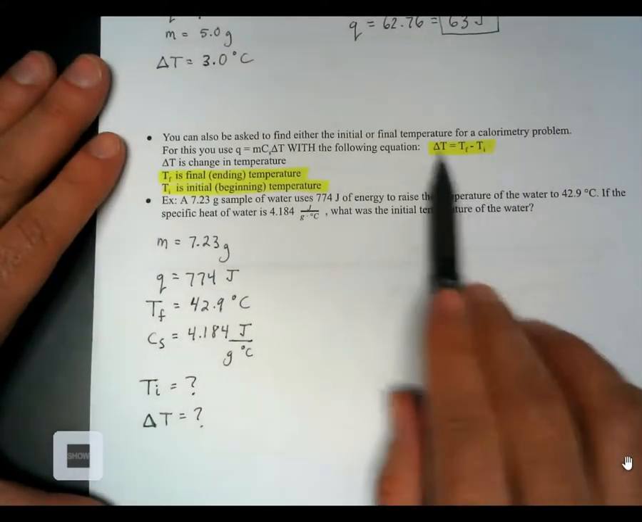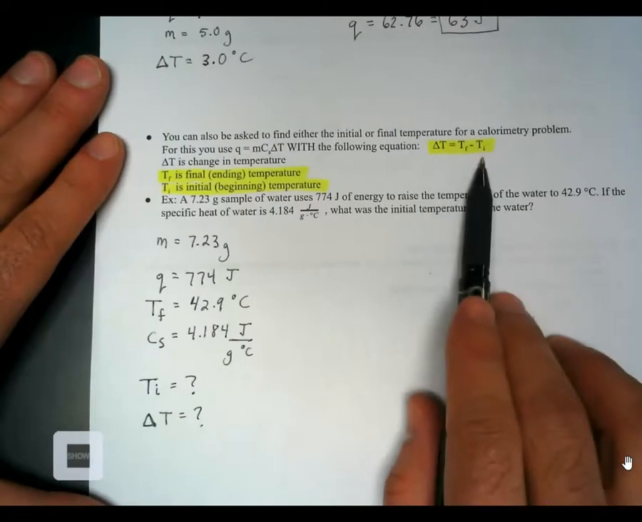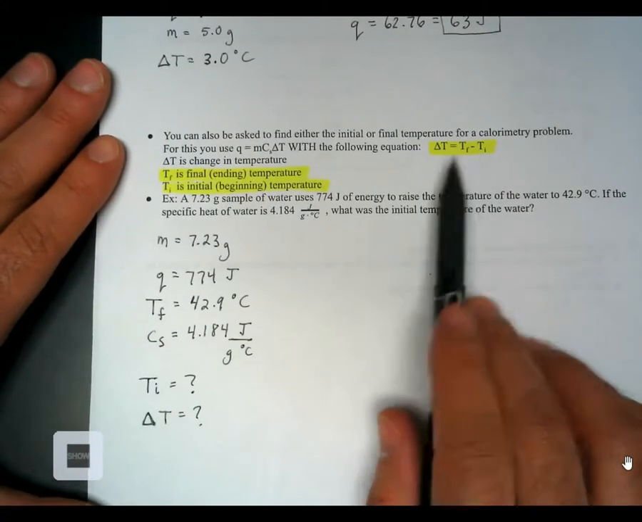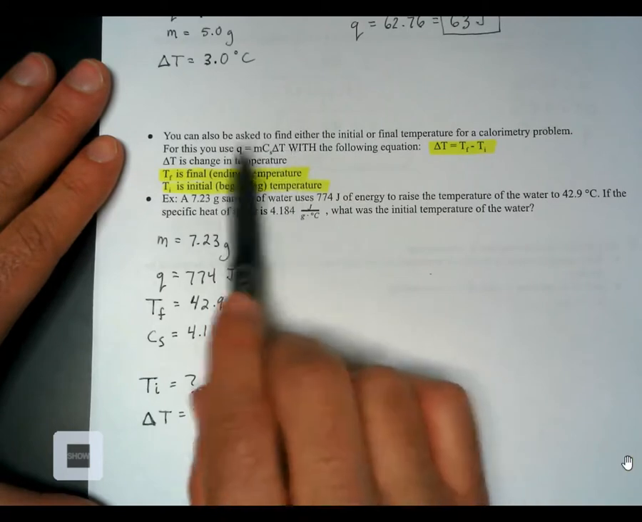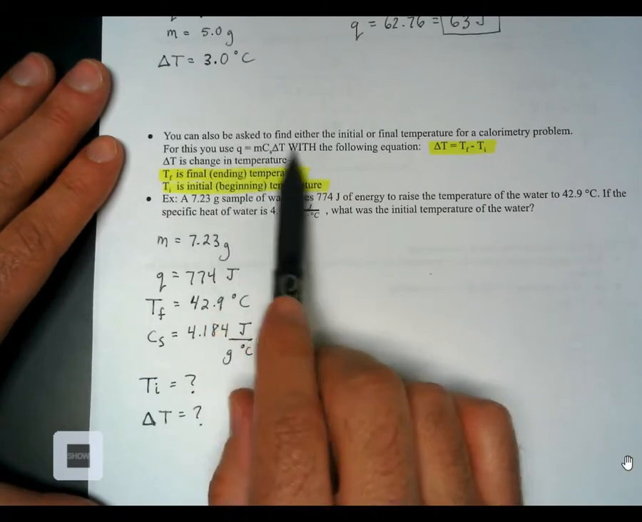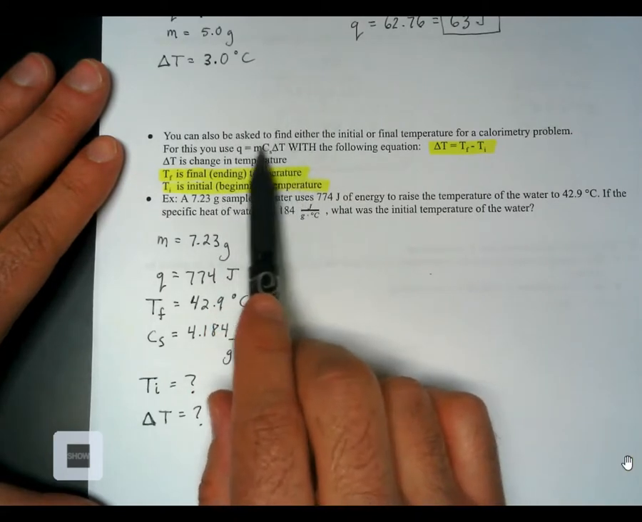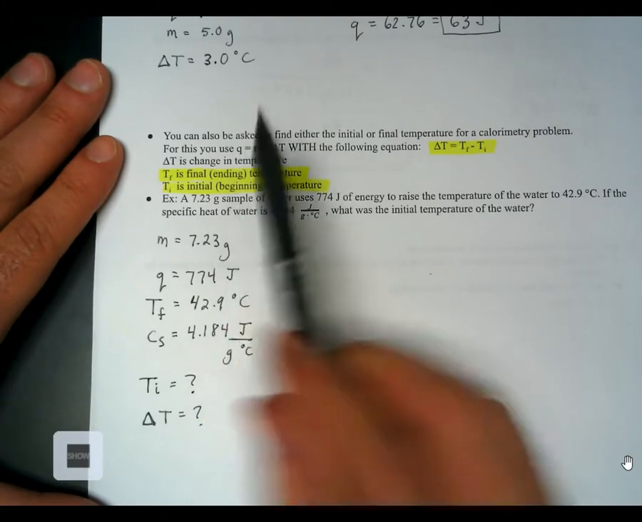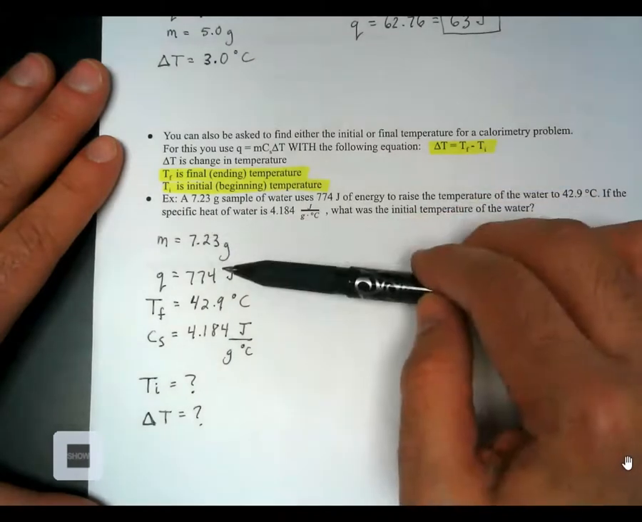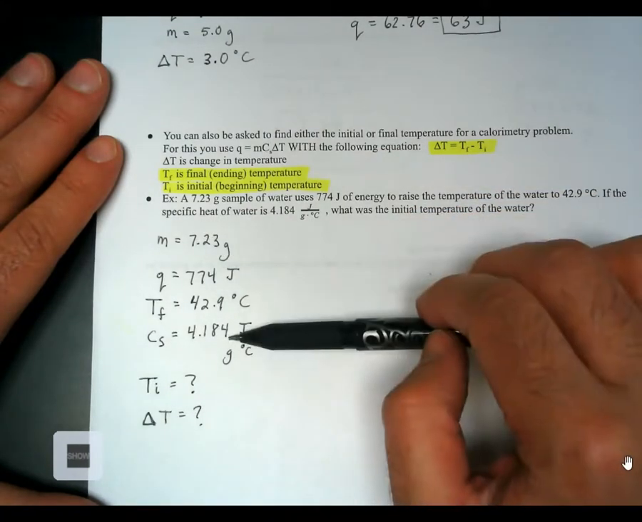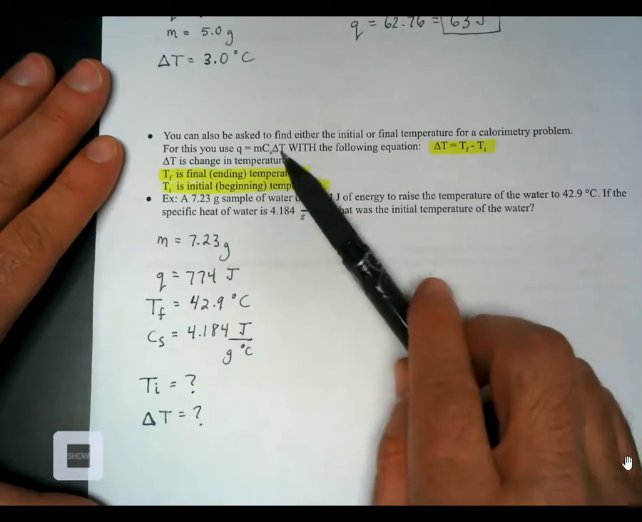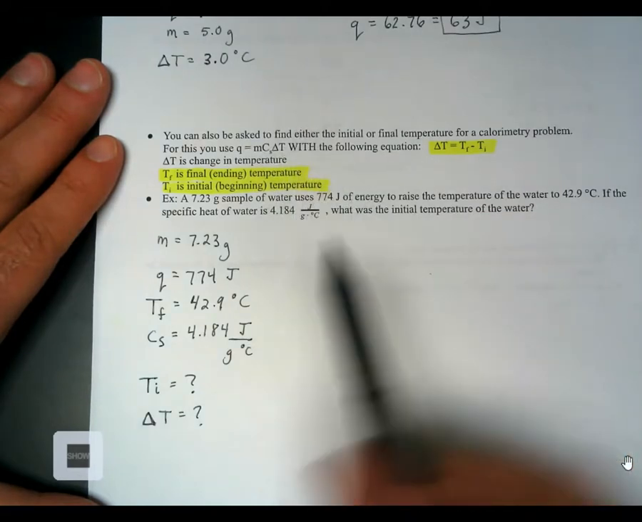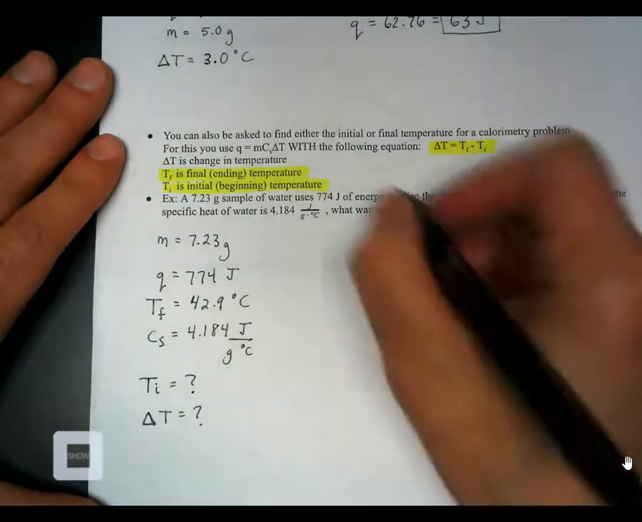So obviously I'm not going to use this equation to get delta T because we don't have TI. So can we use the Q equals MCΔT? Delta T is in that, so that would work. To do that, we would need Q, M, and CS, right? Let's see, do we have those? Q, M, and CS. We do. So we can use Q equals MCΔT to find our delta T. So let's do that.